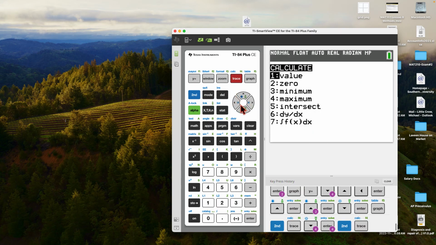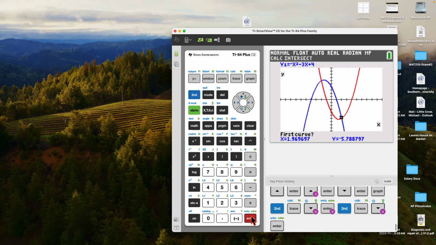Second calc, I have to ask for the tool again. Give me the intersection. First curve, I say yes. Second curve, I say yes by enter. But for my guess, if I just hit enter again, it's going to find that same intersection. I just need to walk it over and say, hey, give me this other one over here. And I don't have to get on it, I just have to get close to it. And now the system will find that intersection, and it shows it to me here: negative 2. So x equals negative 2, x equals positive 2. Those are my two intersections.